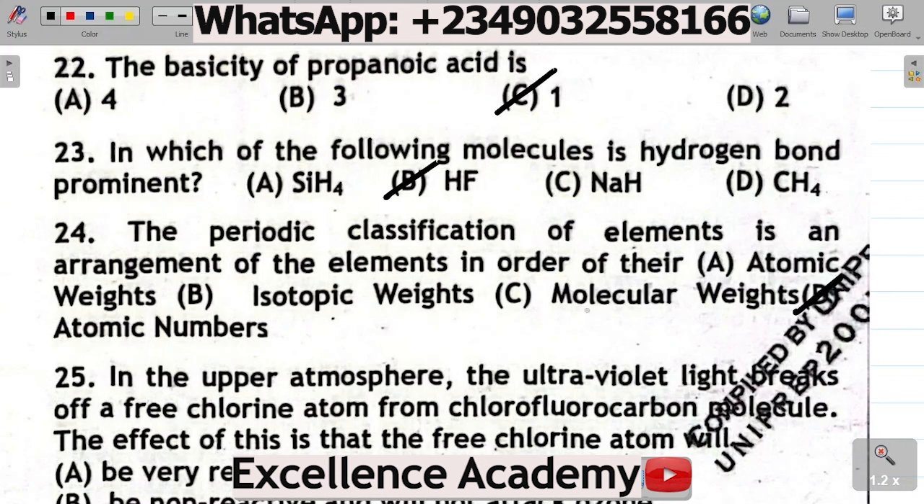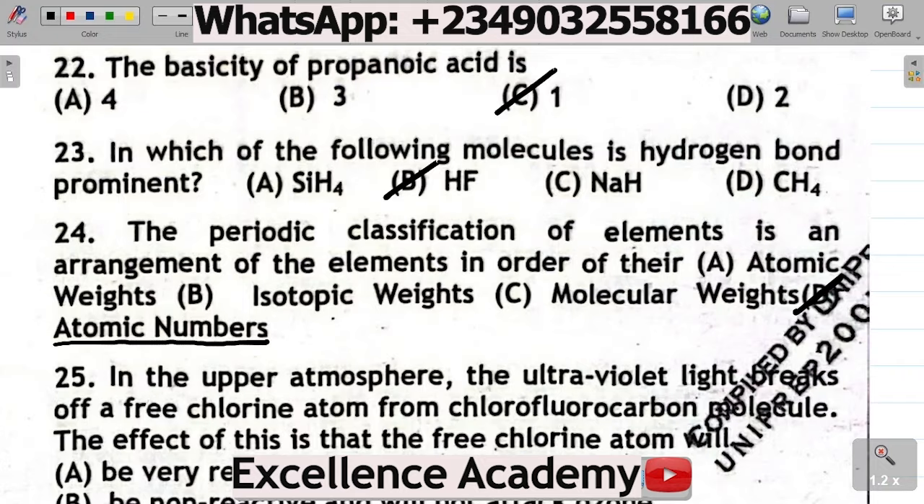You want to note that elements in the periodic table are arranged according to the atomic number. By atomic number, we mean the number of protons, okay? And of course, the modern periodic table uses atomic number in order to arrange elements and not necessarily atomic mass or mass number. So the correct answer is D, atomic numbers.